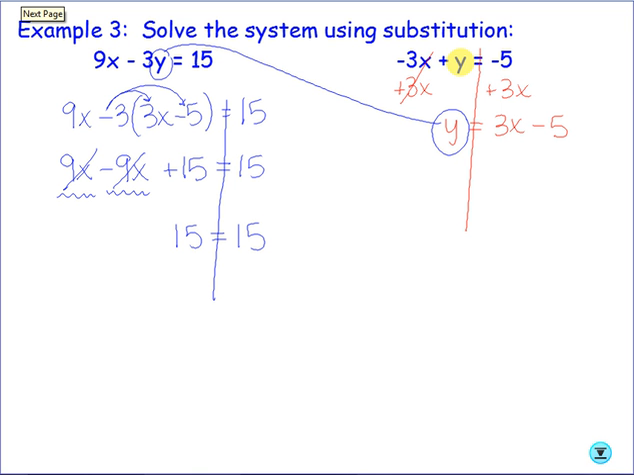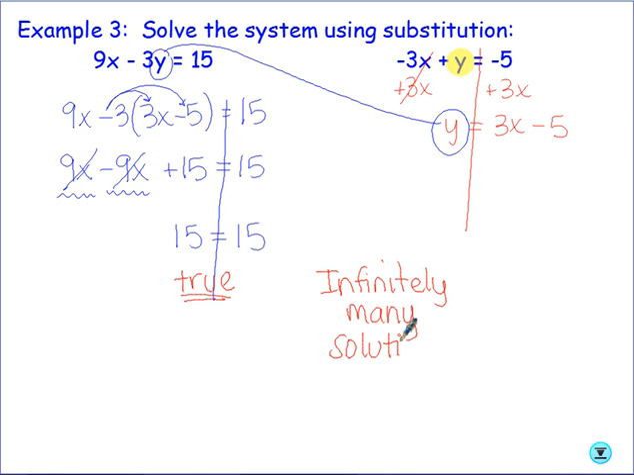15 equals 15. Well, I think that's true. 15 will always equal 15. This is a true statement. So our correct answer is infinitely many solutions. And we are done with that problem.